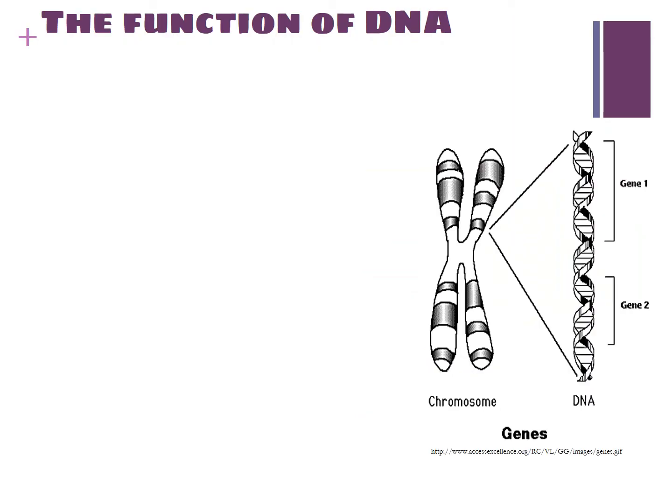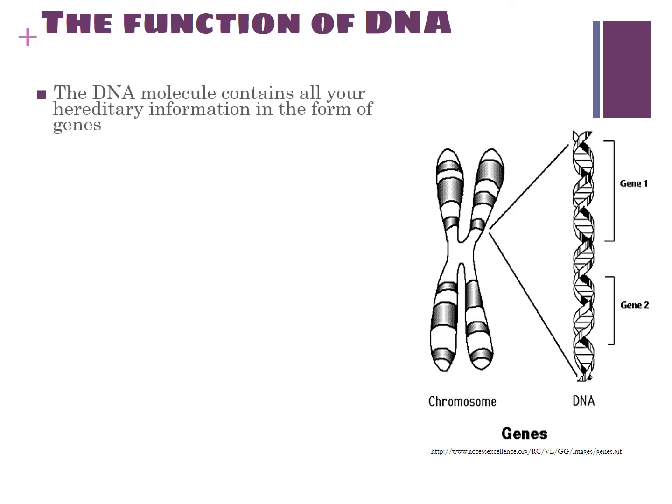So we've been talking about DNA this past week in class. DNA has a huge job in a cell. The DNA molecule is going to contain all of the hereditary information within a cell, and as a result, within an organism, and it's going to hold that information in the form of genes. If you take a look at the picture on the right, you will see bands, those darkened areas on the chromosome. Those darkened areas are pieces of DNA, which are called genes.